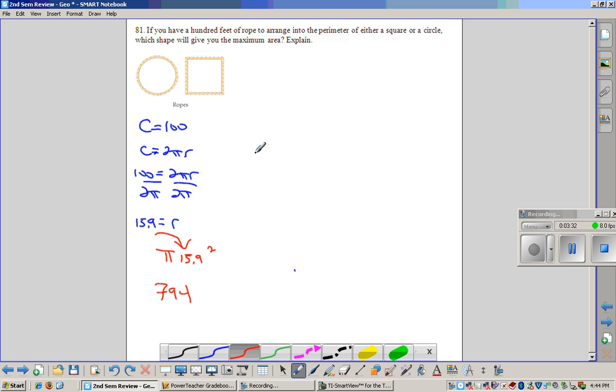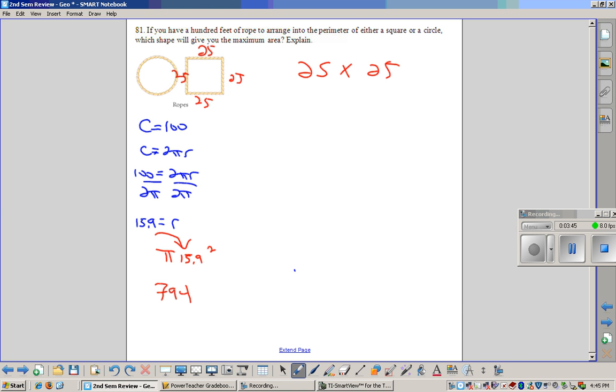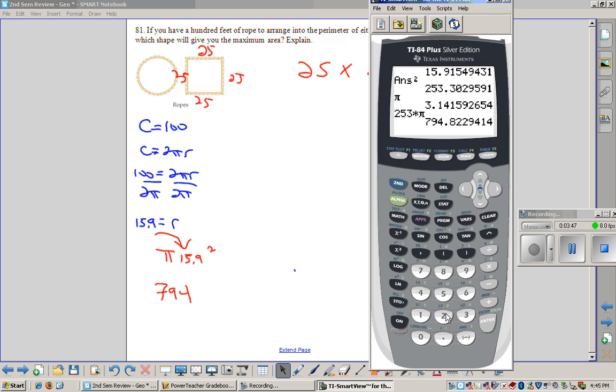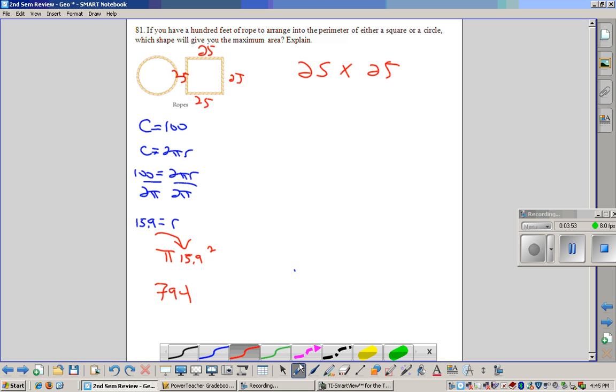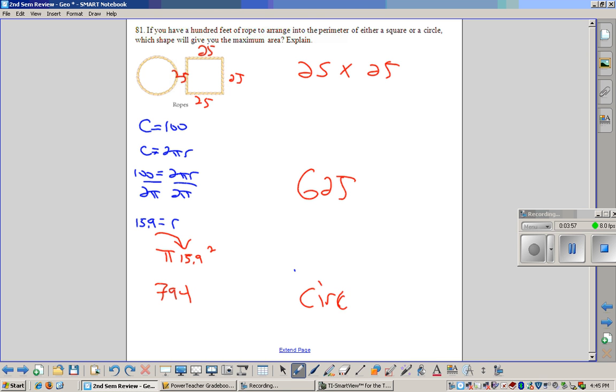Now, with the square, the rope was supposed to go 100 all the way around. That'd be 25, 25, 25, and 25. So what's the area of a square? It'd be 25 times 25, which is 625. So the answer is the circle will give you more area.